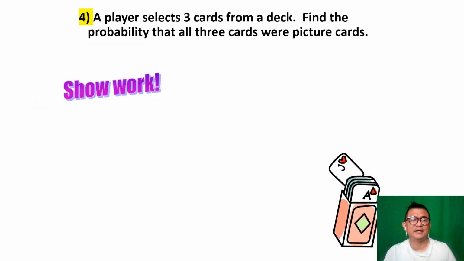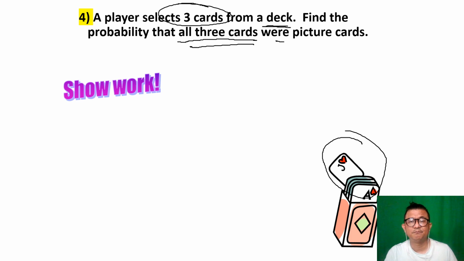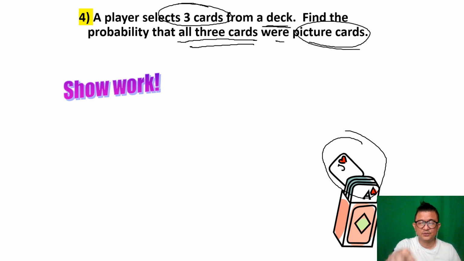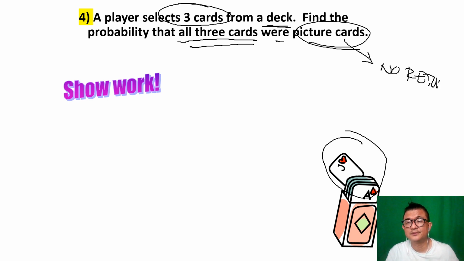Okay, next. A player selects 3 cards from a deck of cards. Find the probability that all 3 cards were picture cards. Just select 3. When you get 1, do you put it back? No. Did you return the second one? No. So no returning. What do you call that? Dependent. So there is subtraction, -1 later.